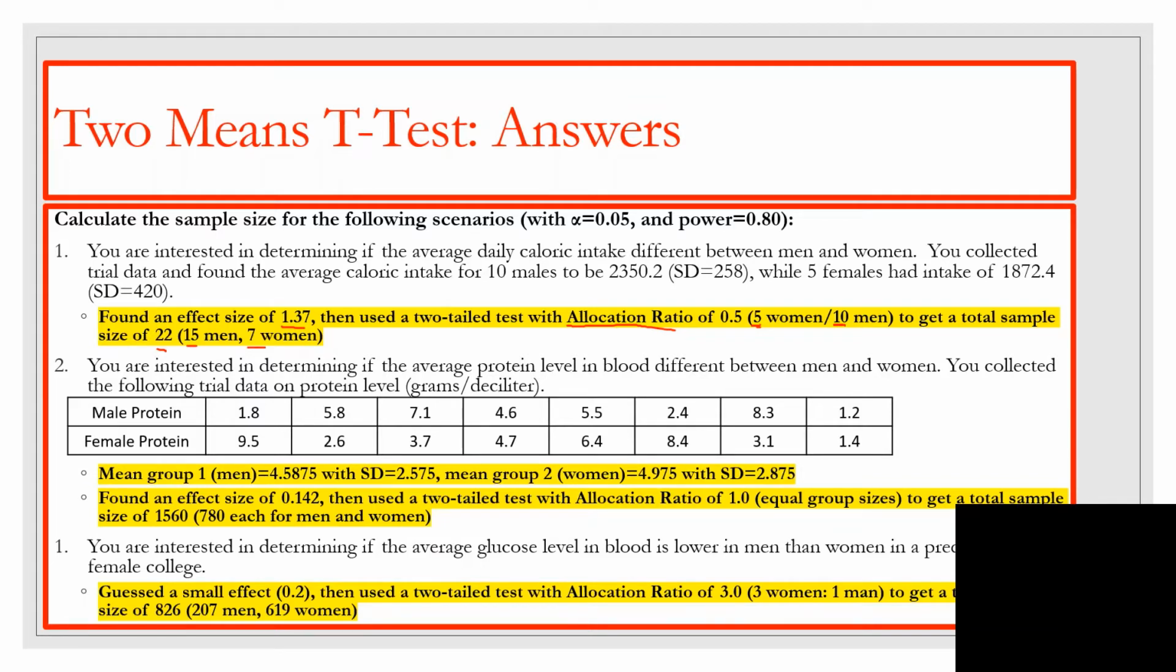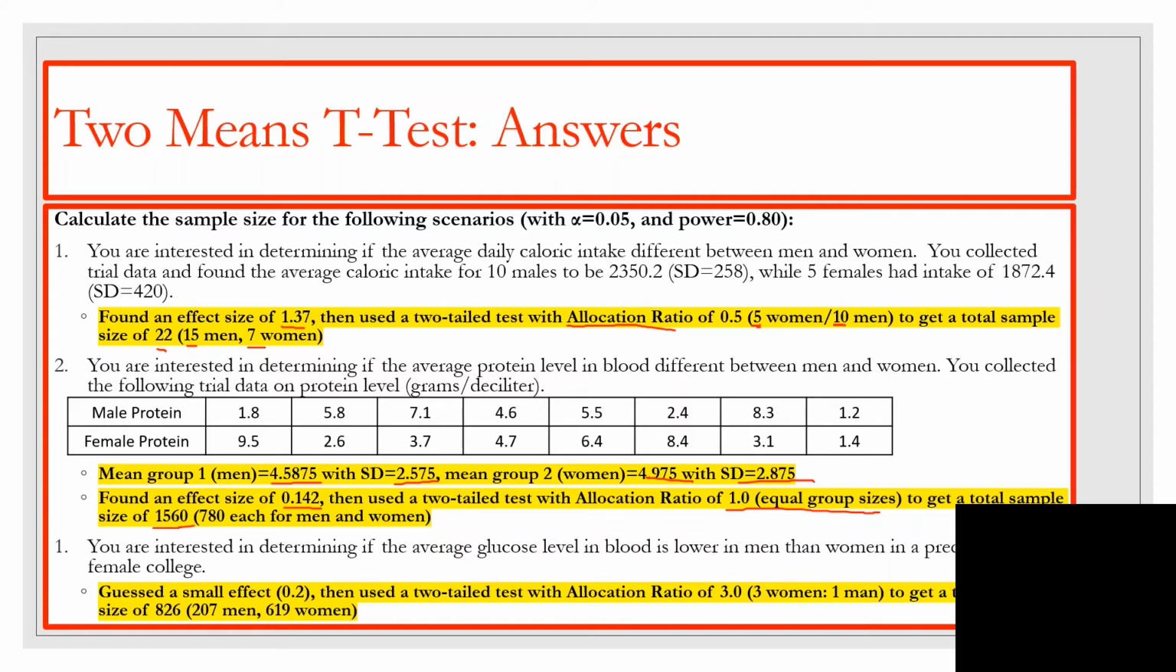Question 2, we're given the raw data with which we can get means, standard deviations for both groups, get an effect size from there. They're equal group sizes, so allocation ratio is 1 for a total sample size of 1560.